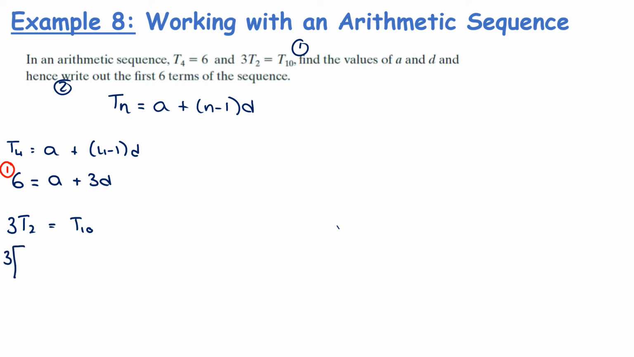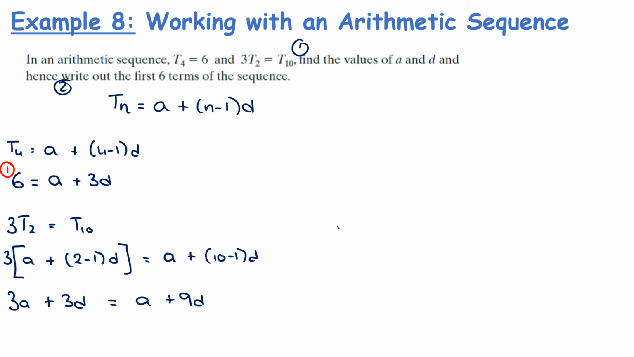Then we have 3 times T2 is equal to T10. So that is 3 times, instead of T2, A plus 2 minus 1 times D, and that should be equal to T10. Instead of T10, I'm going to put in A plus 10 minus 1 times D. This gives me 3A plus 3D is equal to A plus 9D. Tidying this up a bit, we get 2A minus 6D is equal to 0. Dividing by 2, I get A minus 3D is equal to 0, and that is my second equation.